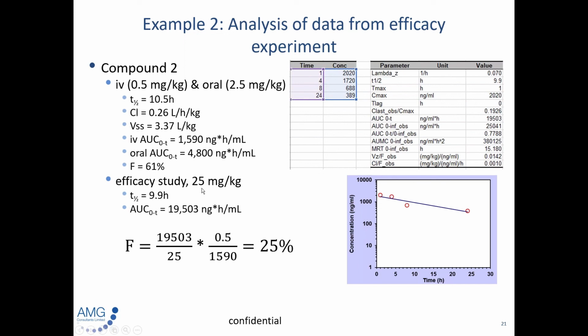I should say the efficacy study, as is typical, is done at a much higher concentration. So the AUC is much larger, but when you do the dose-adjusted ratio, it now shows the bioavailability at about 25%, so somewhat lower than was obtained in the lower dose PK study.